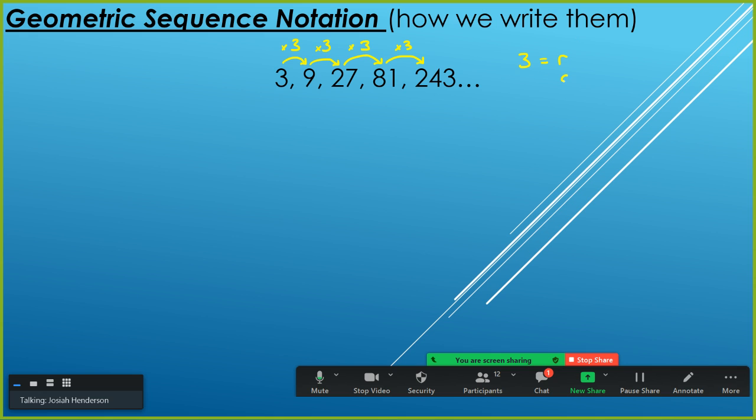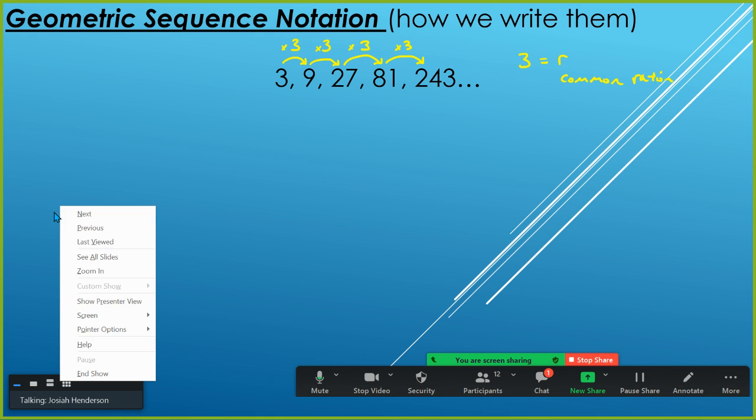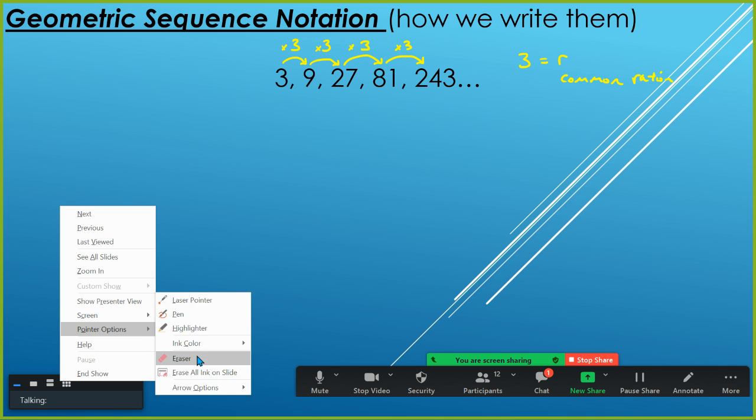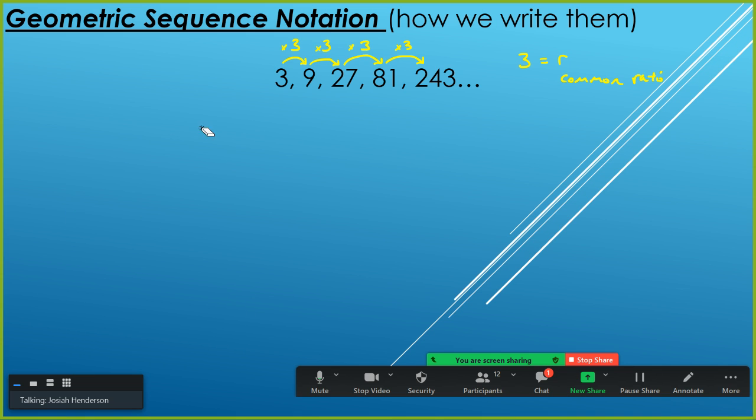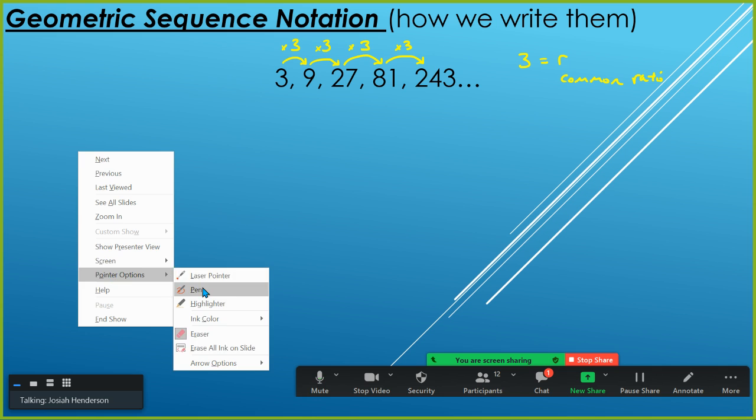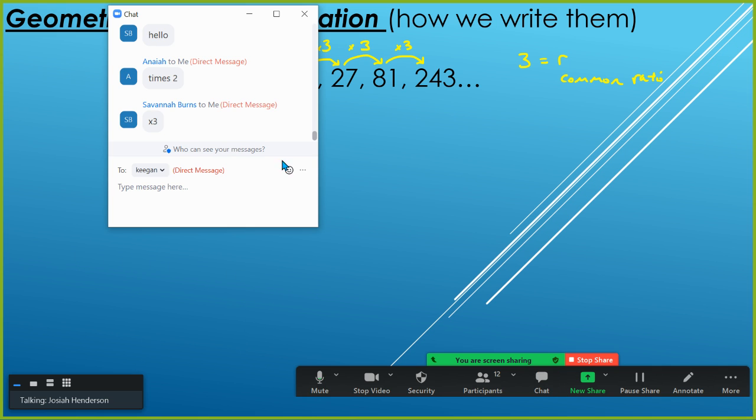Remember, that means the common ratio, just like the common difference, except it's something we're multiplying, not adding or subtracting. I keep writing ration. What is going on today? I need help. Okay, common ratio. There we go. And in the chat, times 3.